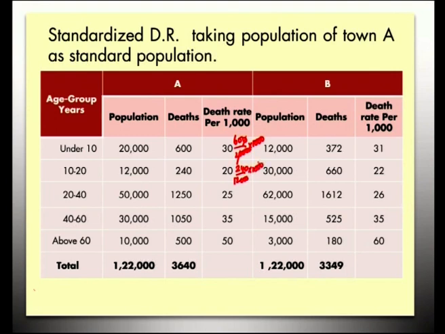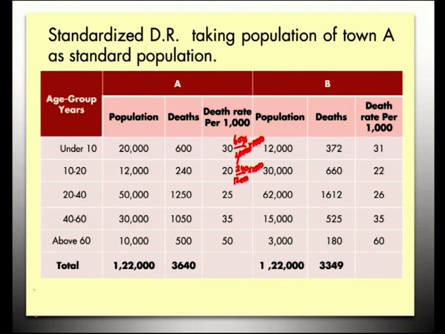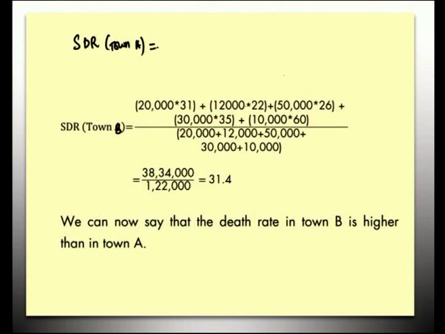Okay. Now, for town B, we have to standardize the values with respect to A. The population of B is 12,000 and deaths are 372, and the death rate per 1000 is again 372 divided by 12,000 into 1000. Okay, so likewise these are calculated. SDR for town A and SDR for town B are separately calculated.